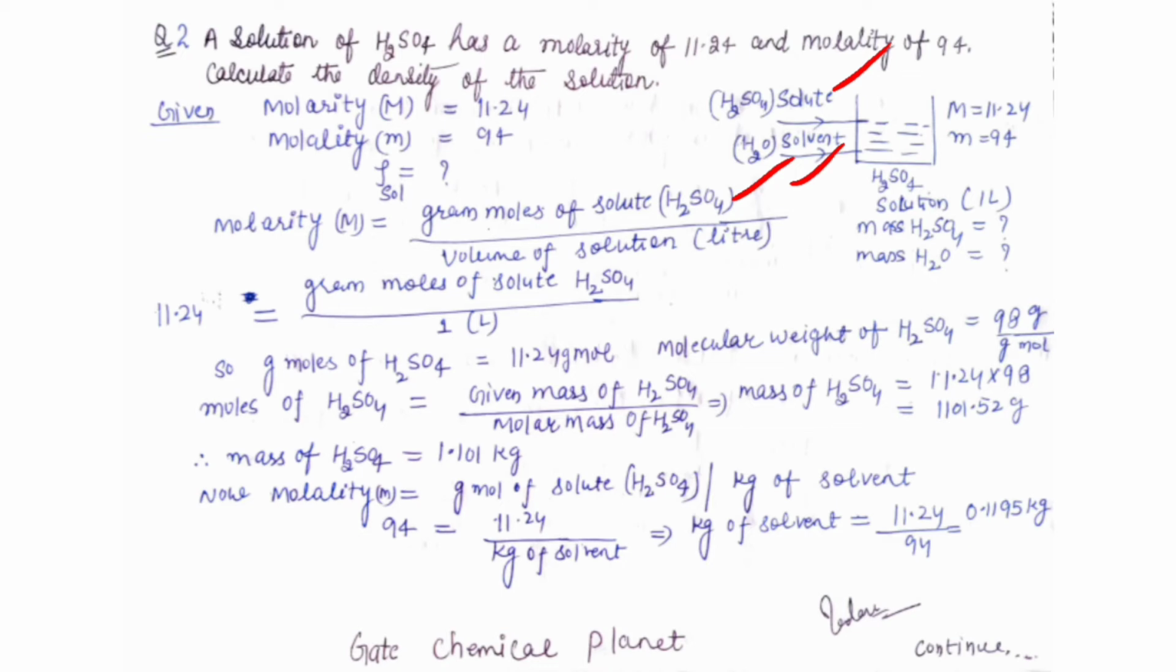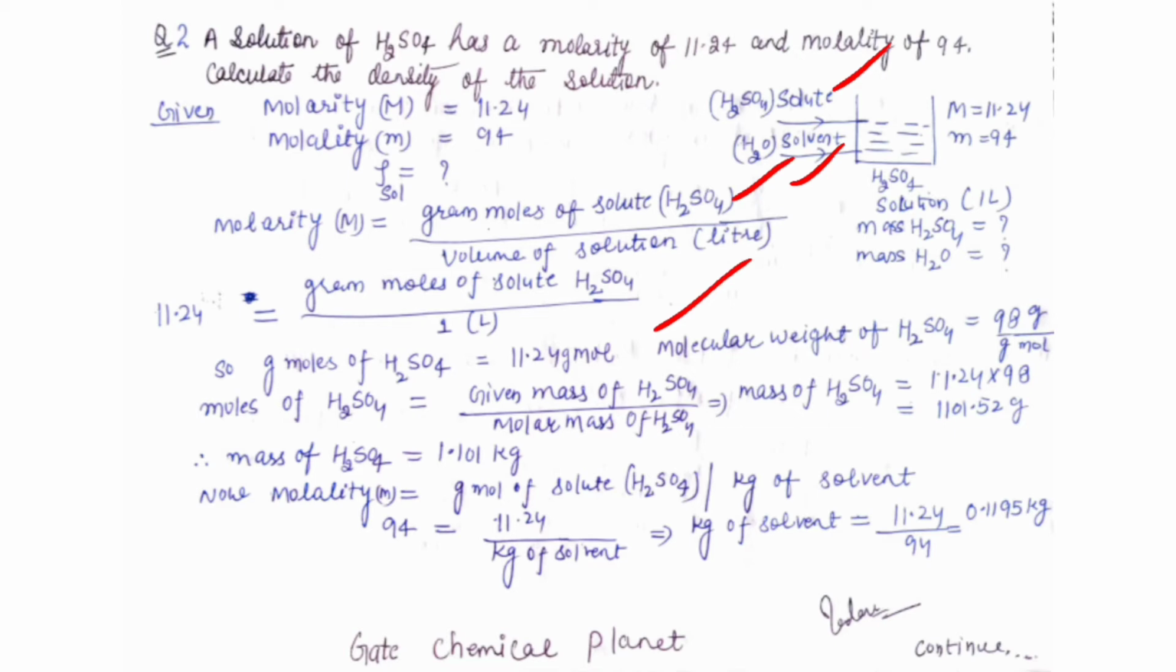11.24 is equal to the gram moles of solute, which is H2SO4, divided by the volume of solution, which is equal to 1 liter. Now here we will calculate the gram moles of H2SO4. So the gram moles of H2SO4 equals 11.24 gram moles. And we already have the value of the molecular weight of H2SO4. The molecular weight of H2SO4 equals 98 gram per gram mole.